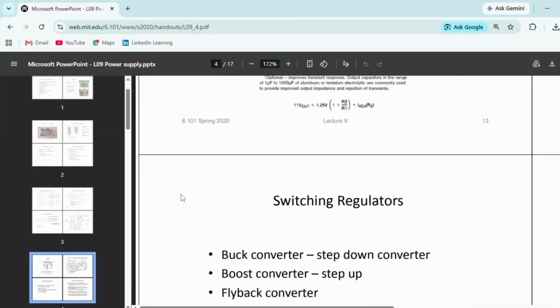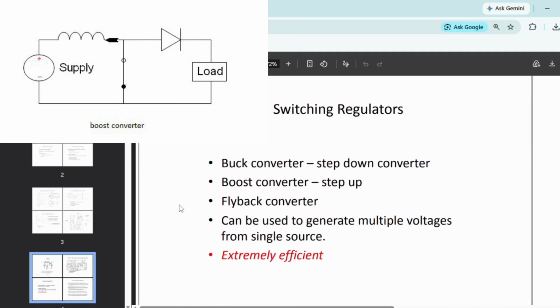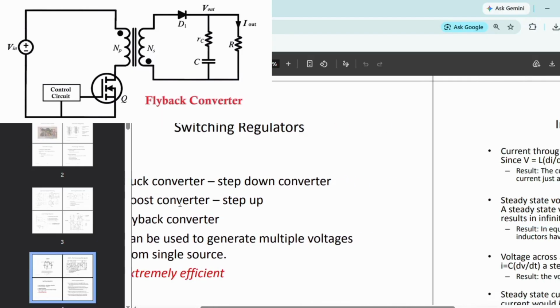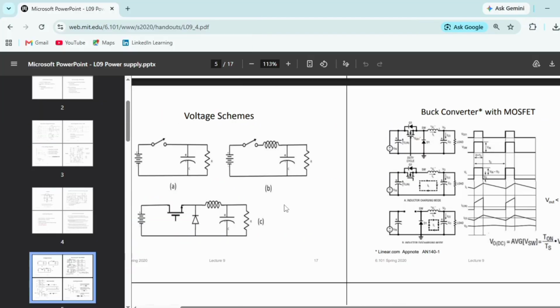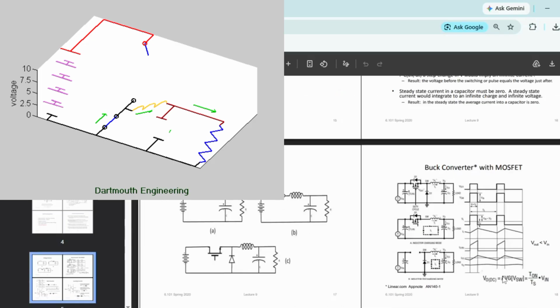Then when efficiency matters, switching regulators become the preferred choice. And this lecture from MIT introduces buck, boost, and flyback converters as standard DC to DC solutions. In a buck converter, the inductor stores and releases energy while the switch rapidly controls the average output voltage. And this is the core idea behind efficient step-down regulation.